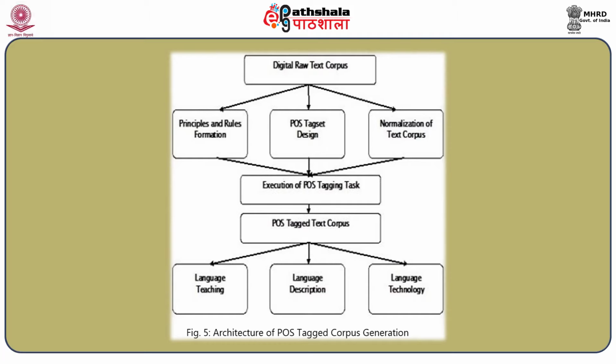If you refer to figure number 5, it shows how a digital raw corpus is processed. First we need to define the principles and rules of annotation, then normalize the text corpus. These are the two important phases to be considered before the work starts. Then the POS tag set has to be designed, then the POS tagging task is executed on the database, and we get a POS-tagged, validated corpus that can be used in all different kinds of activities.